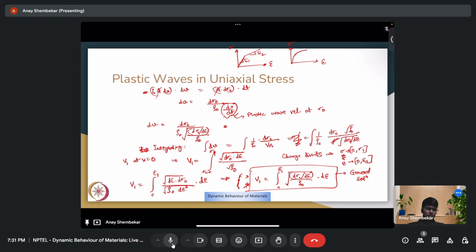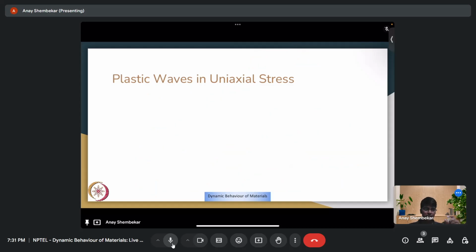So I suppose you guys are a bit familiar with numerical integration techniques. If not, there is a good book called Numerical Methods for Engineers by Chapra and Canale. So you could refer to that. That's a good starting point.